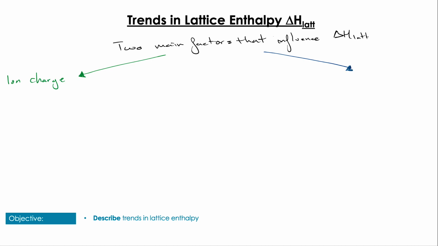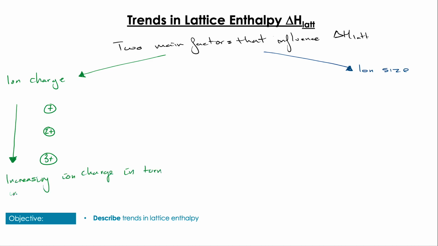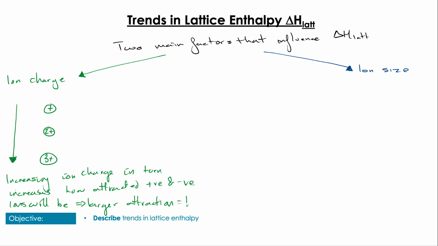The first factor is ion charge, and the second factor is ion size, and these two both have an effect. So if we think about ion charge, the larger the charge of an ion, the more it's going to pull other ions towards it, obviously. So increasing ion charge increases the force of attraction between the 2 ions, and this of course then increases the value of lattice enthalpy because we have a stronger attraction.